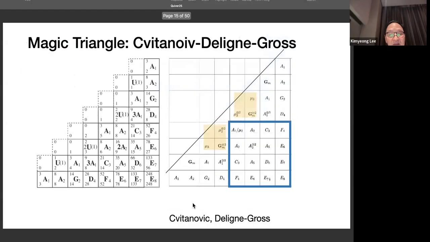Now, Svitanovich studied this object in the 70s, and he managed to extend this one to this triangle: A1, A2, G2, D4, F4, E6, E7, E8. And you can see this is the same series Muki, Matsuo, and Sen discovered, which include E7.5 and Liang. And then you can see the triangle is incomplete.